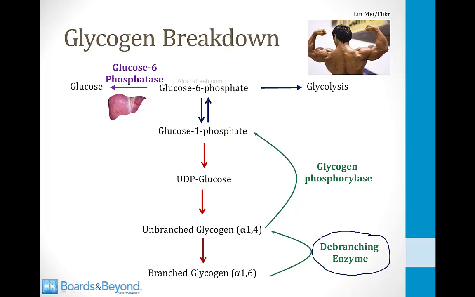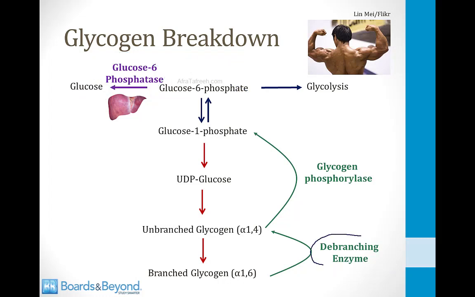In many ways, this will be similar to von Gierke's disease, which was a glucose 6 phosphatase deficiency, except for a couple of important differences. In a debranching enzyme deficiency, gluconeogenesis is still intact. Glucose 6 phosphatase works, and the liver can still synthesize glucose from other carbon sources besides glycogen. This means that the hypoglycemia seen in Cori's disease will not be as severe as in a type 1 glycogen storage disease or von Gierke's disease.